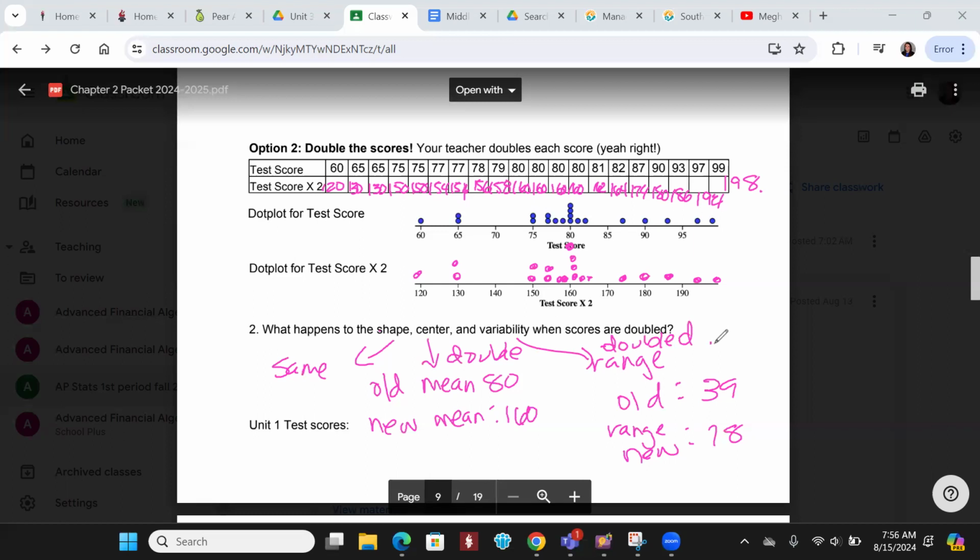Now, this would be a horrible idea because then everybody is over 100. So everybody gets an A. Okay, maybe it would be nice.